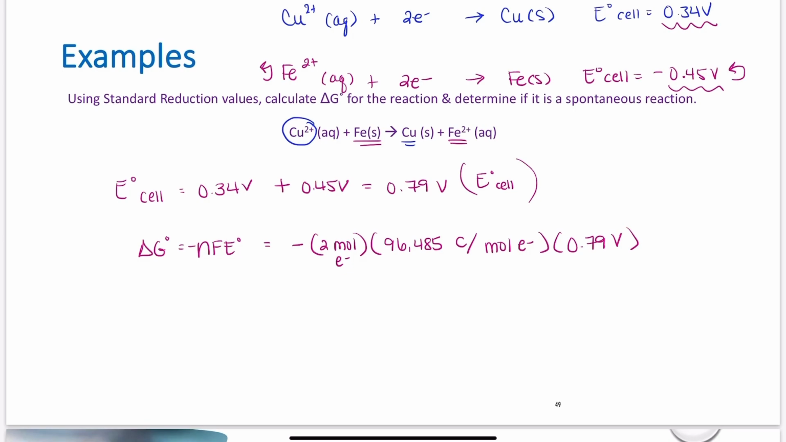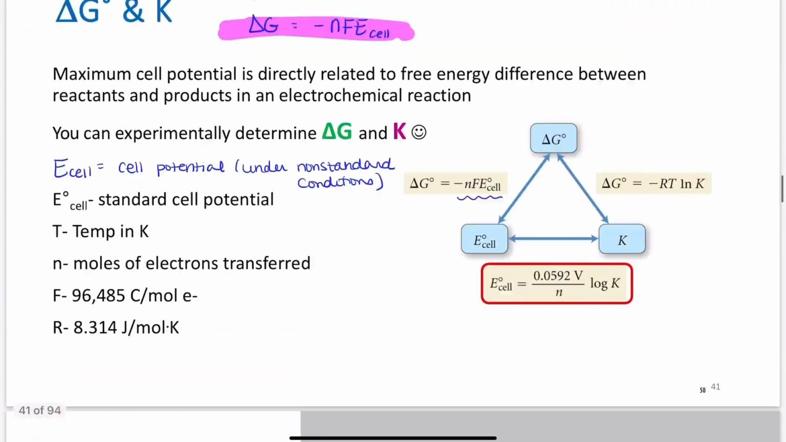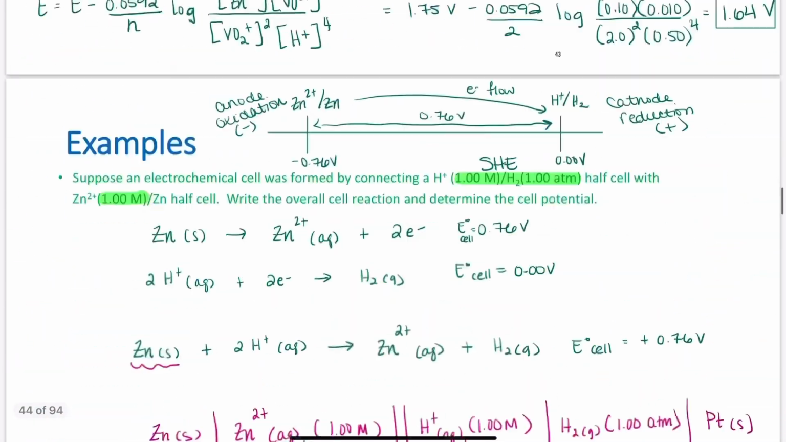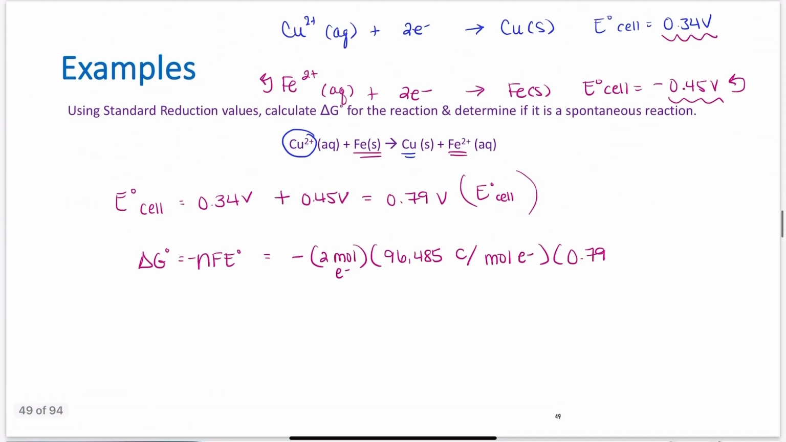Remember what a volt is, though. We saw that. Let me scroll back for you guys for review. I don't remember exactly where that was. I apologize. Here. 1 volt is 1 joule per coulomb. So this is how I'm going to get to the right units here. Scroll back down. Here we go. And instead of volt here, I'm going to write joule per coulomb. That's going to help me identify how my units are canceling. Moles of electrons cancel, coulombs cancel, I'm left with joules.